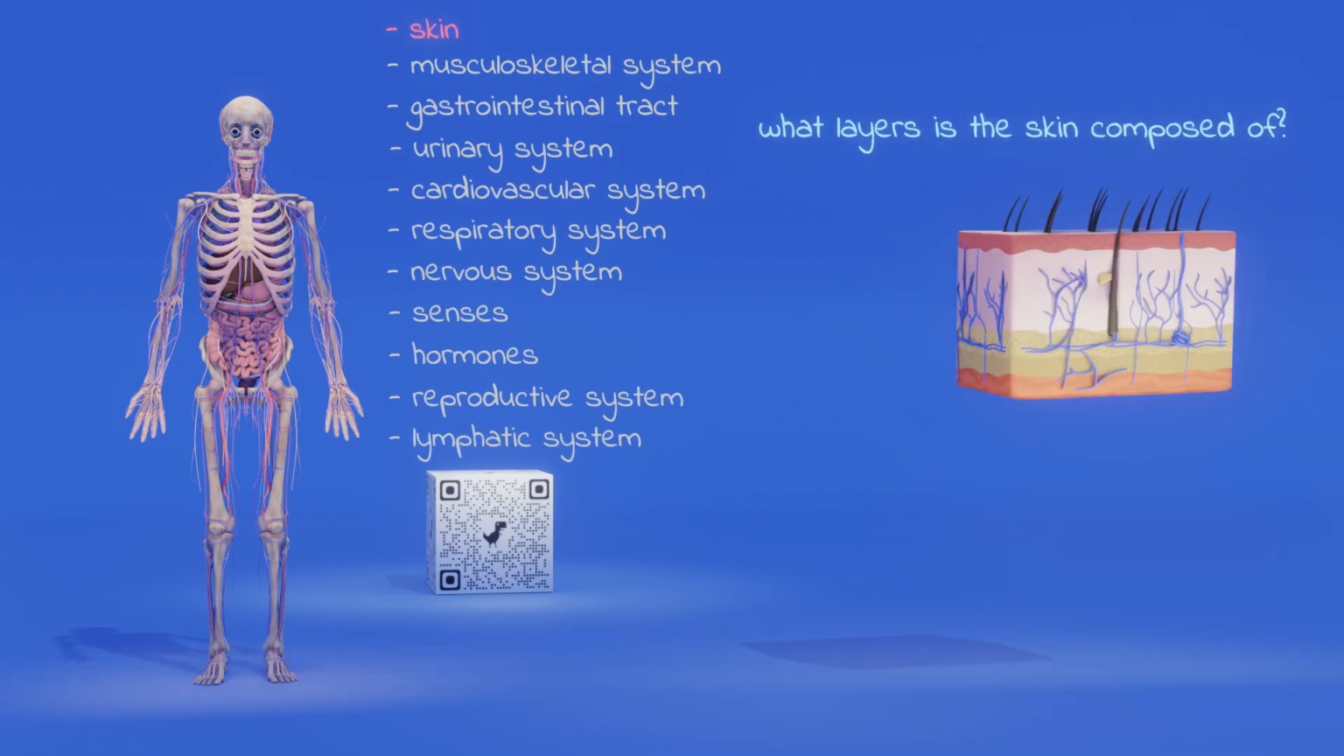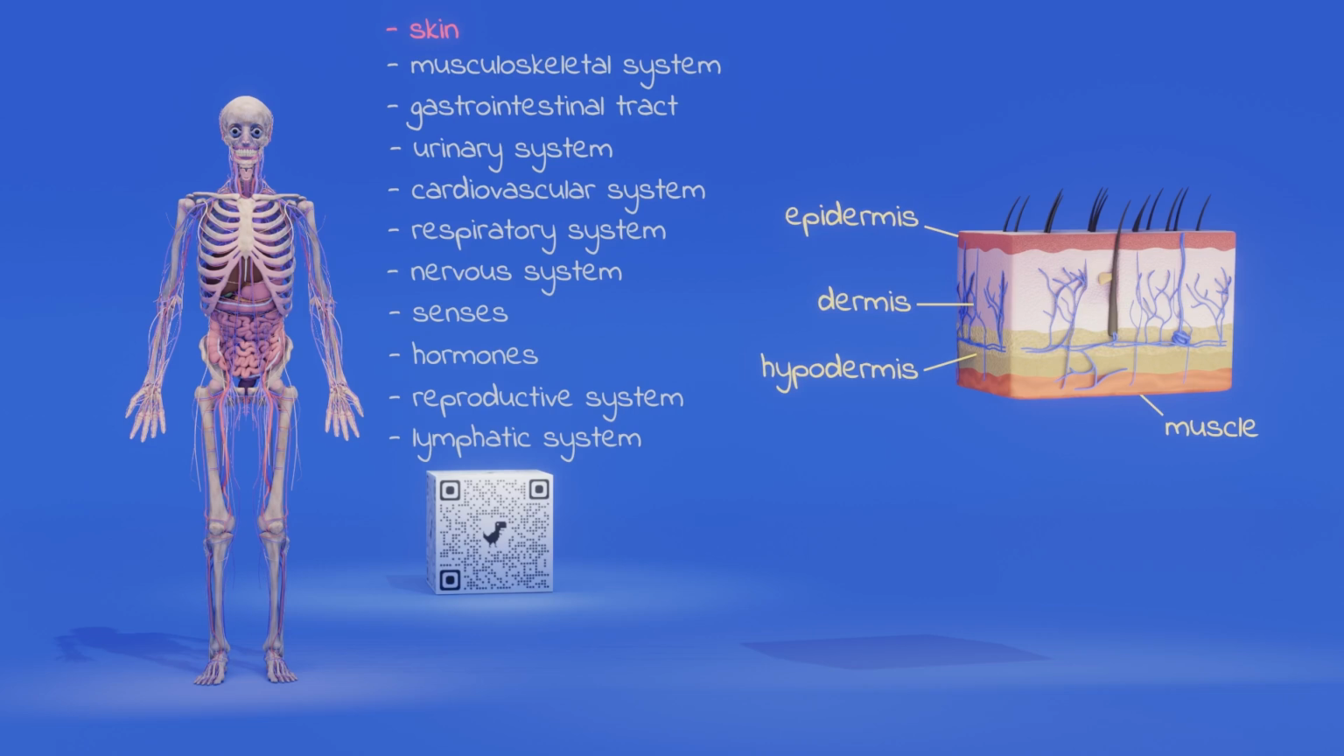We start with the skin. This consists of different layers. From the outside in, what are the different layers? The outer layer is the epidermis. The epidermis is also divided into layers, the horny layer and germ layer. We will talk about this in the lesson about the skin in a few weeks.